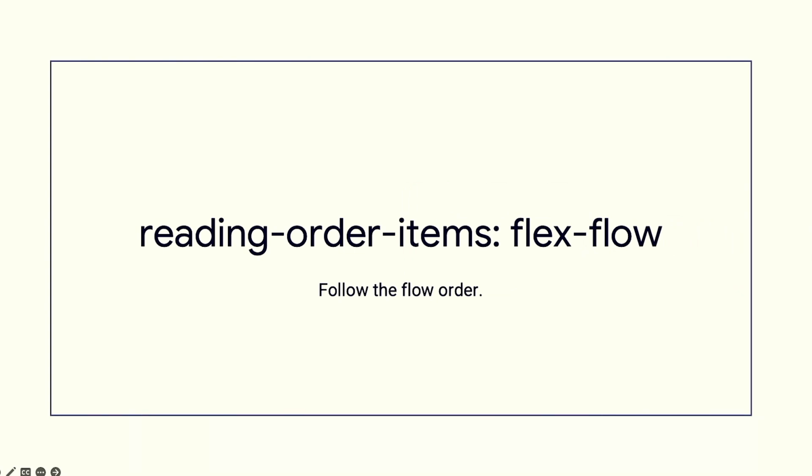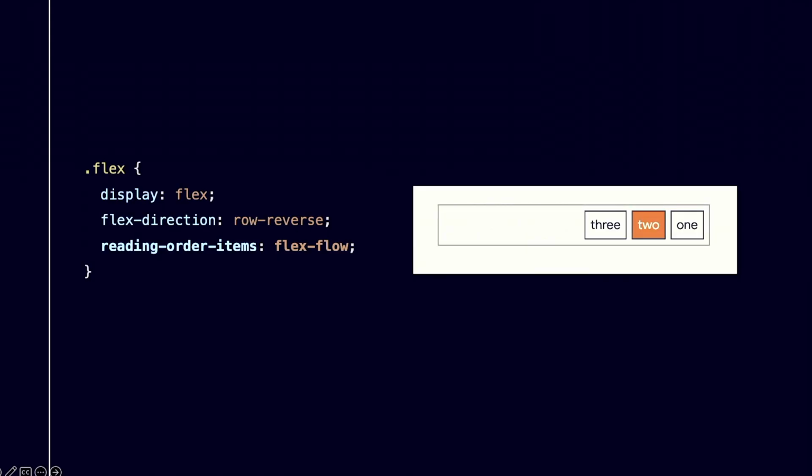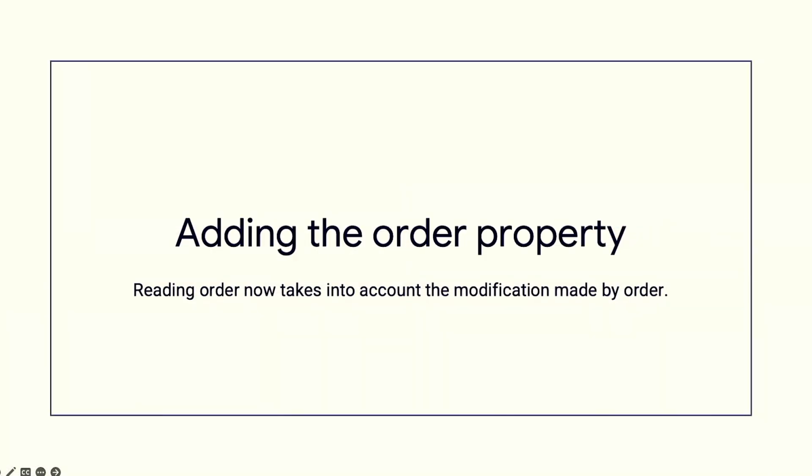If I give that container a reading-order-items value of flex-flow, it will return to reading right to left, because that's the flow order. And so we're now back to 1, 2, 3. So far, relatively straightforward. But what happens if we add in the order property?